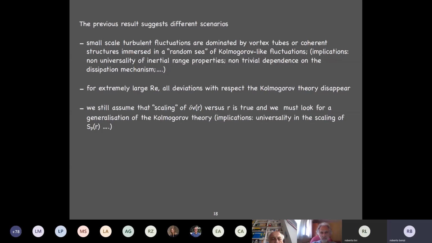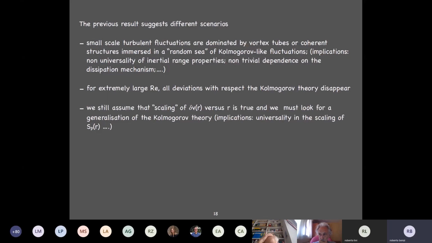There was another point of view that was taken by other people, who say, okay, the Kolmogorov theory is correct, but you cannot see the effect because you are at a relatively small Reynolds number. So all the things that you show us are somehow effects that you observe only in the relatively low Reynolds number limit. So asymptotically, everything will become like Kolmogorov.